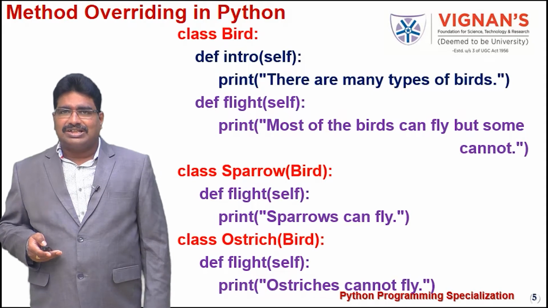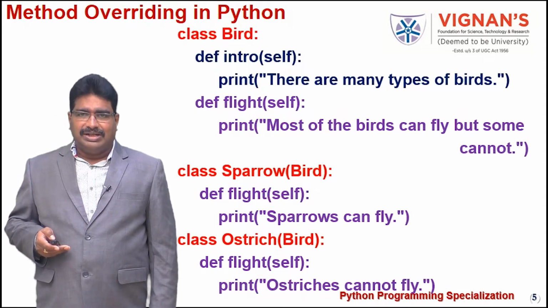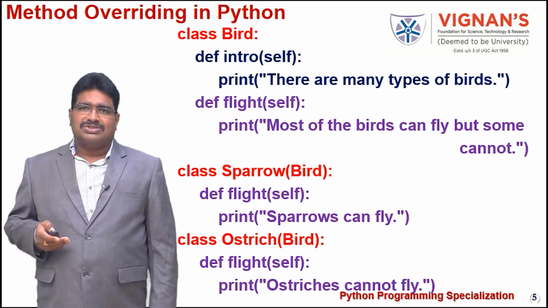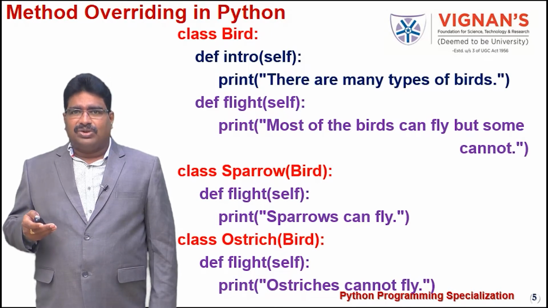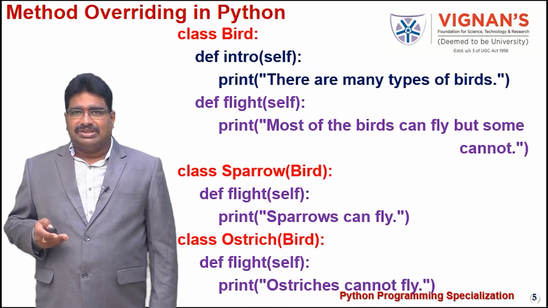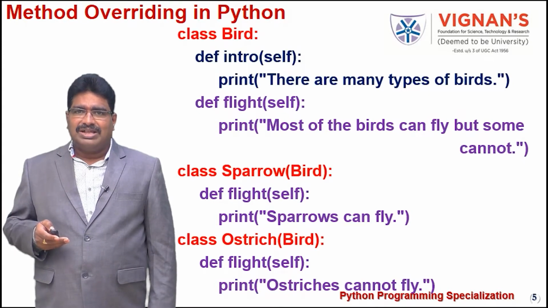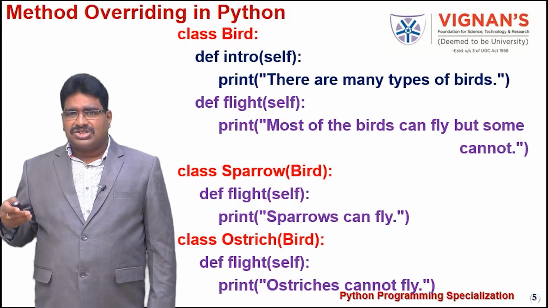So in this example, we defined bird as the base class. From the bird class, we derived sparrow and ostrich as the two subclasses. There we are using method overriding to define the flight function. In the flight function of the sparrow, it simply displays that sparrows can fly, and similarly, in the flight function of the ostrich, we display that ostrich cannot fly.